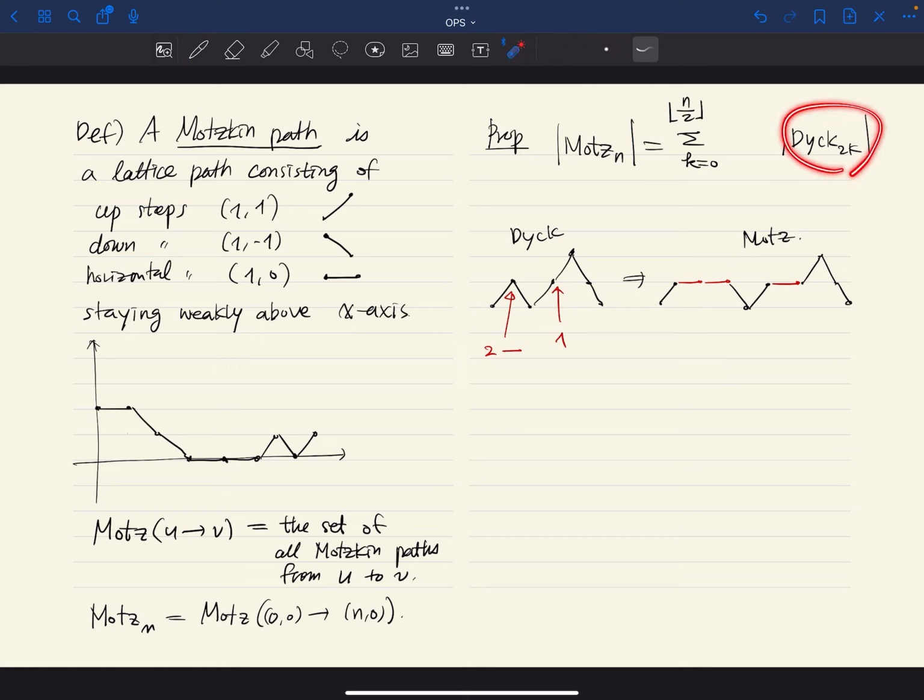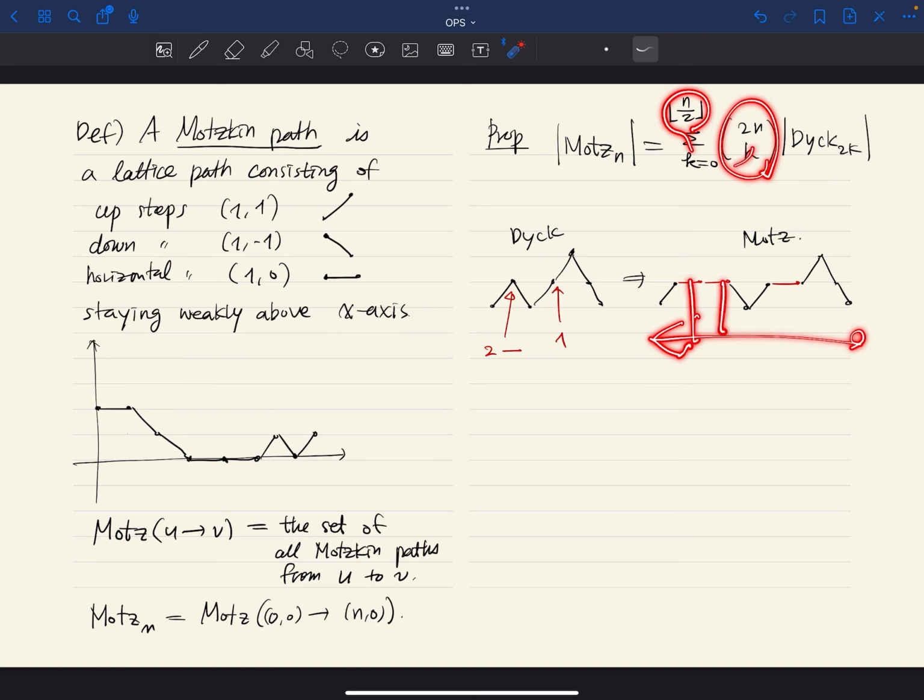But once you have this, there are in fact 2N positions. Then you have to select the positions for the horizontal steps. So it's going to be 2N choose K. So in this way, you can construct the Motzkin path uniquely. First, consider a K such that it's less than or equal to this, and then choose the positions for the horizontal steps, and then the remaining steps you just make a Dyck path.